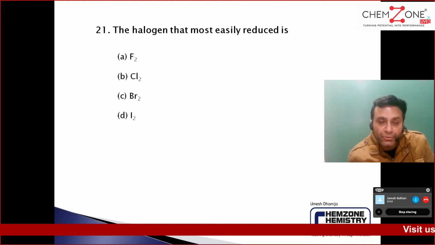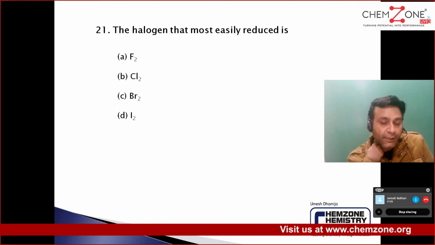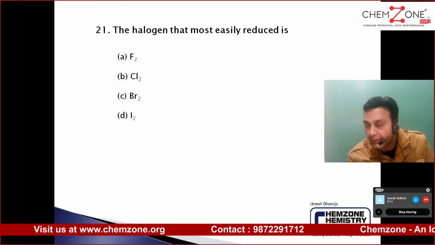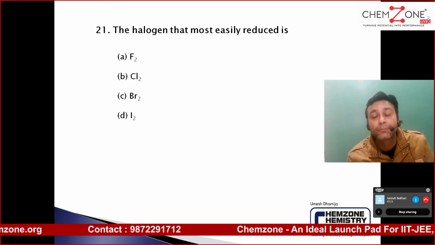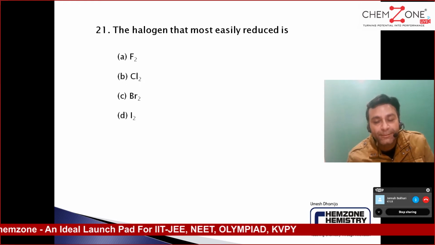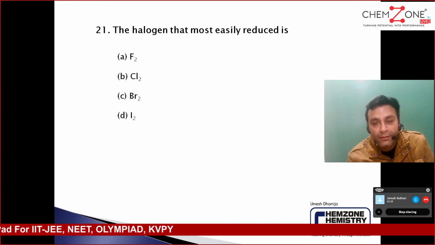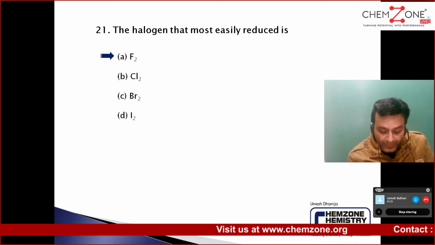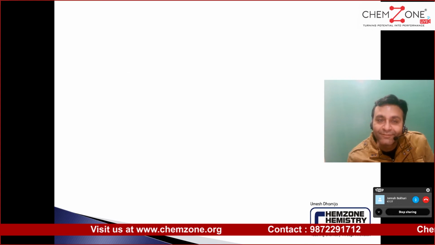Most easily reduced. What is meant by the word here? Easily reduced? Like you would add electrons to it. It takes up electrons easily? Yeah, because reduction is gain of electrons, right? Yes. So which element will take the electron easily? Fluorine. Option A should be the correct answer. Now you're in flow.